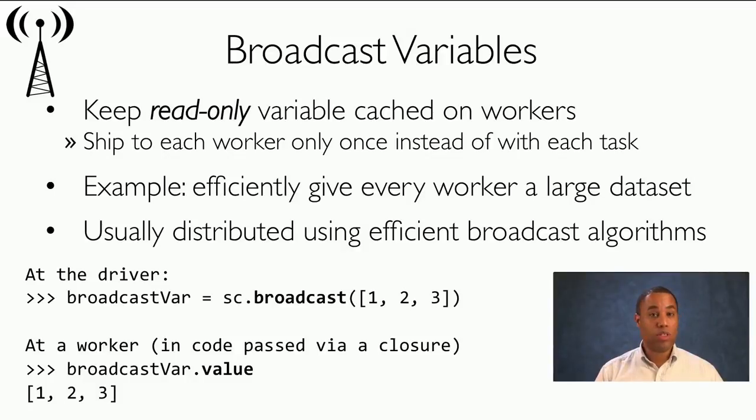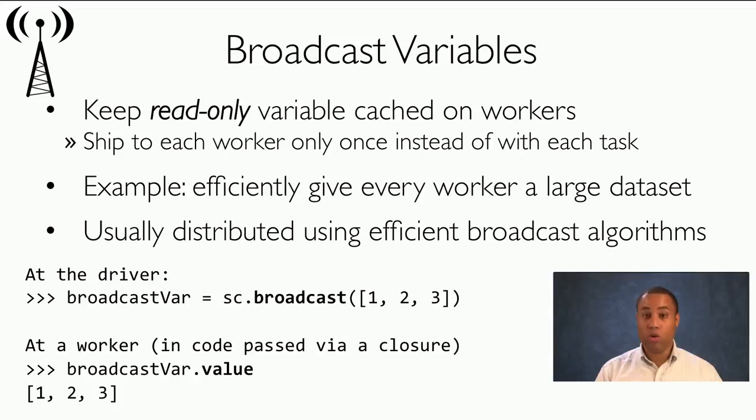Broadcast variables allow us to keep a read-only variable cached at a worker. We can send it to the worker only once instead of having to send it with each task that we perform at that worker. As an example, we could efficiently give every worker a large data set or table. Now, usually broadcast variables are distributed using very efficient broadcast algorithms. Using broadcast variables is very straightforward. At the driver, you simply use SparkContext.broadcast to specify the broadcast variable.